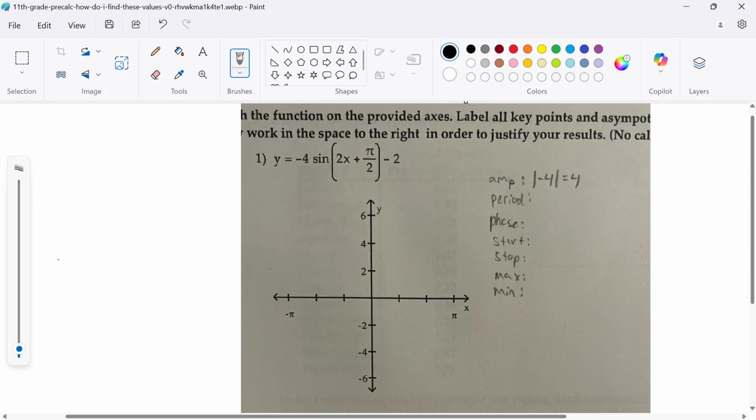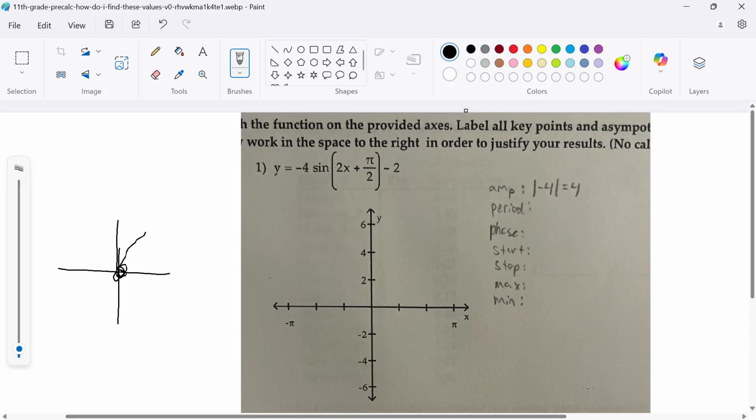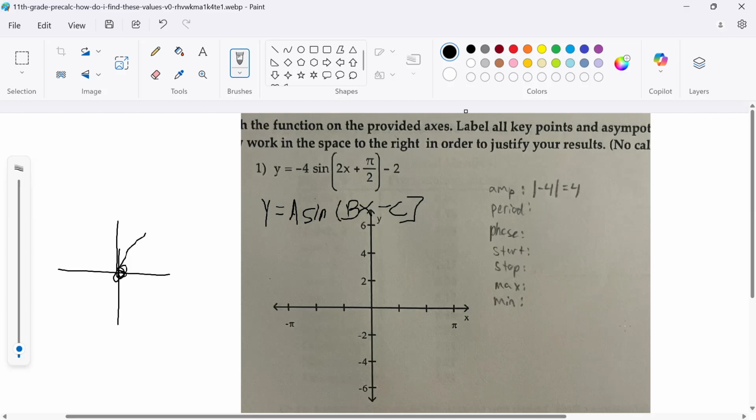Now remember, the sine function normally starts at 0, and then it starts going up. Its period is 2 pi. All right, so this is y equals a sine bx. I was almost going to put plus, it's supposed to be minus c, plus d.